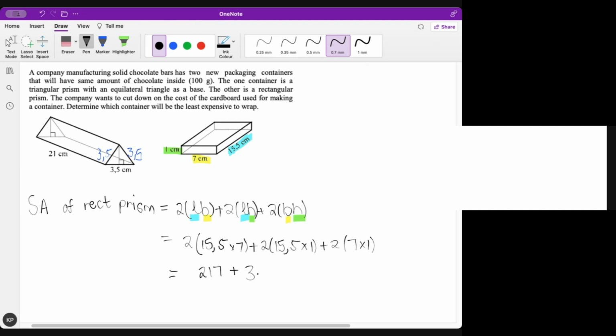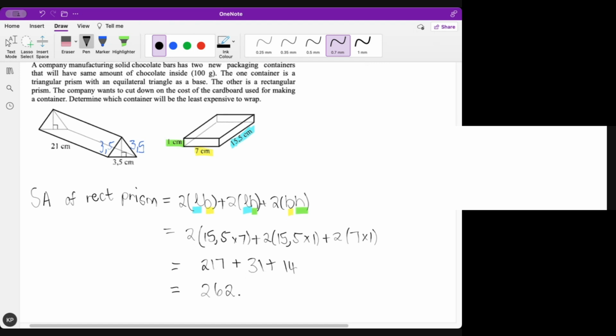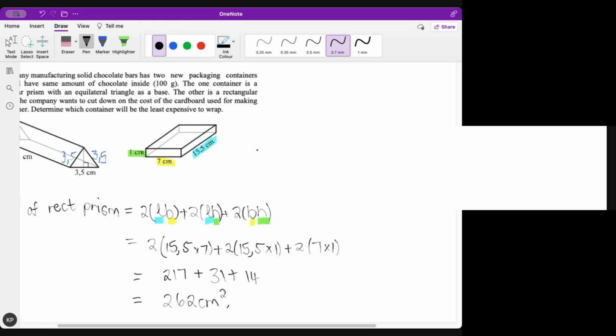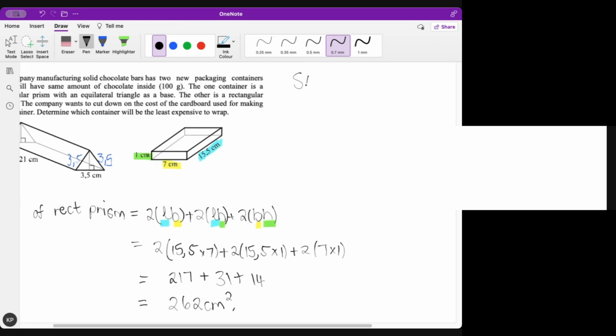Plus 31 plus 14. Alice, that is a very big number. 262. Don't be sorry. Centimeters squared. So we're done with the first one. Now let's do the surface area of the triangular prism. Do you see why I have calculator trust issues? That's why I do this, because you end up with an answer that is hectic.